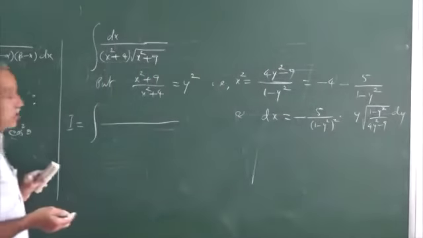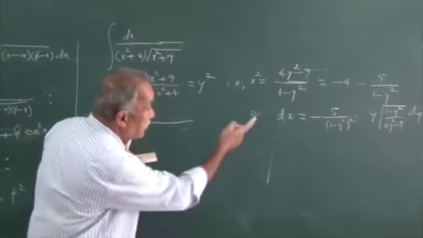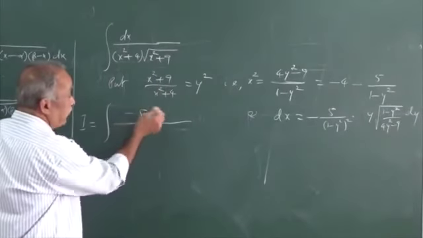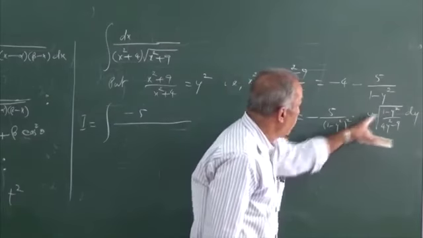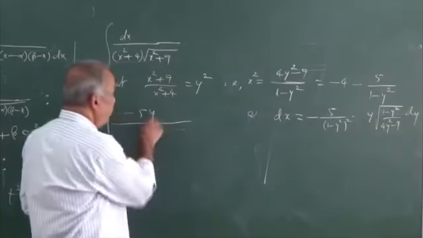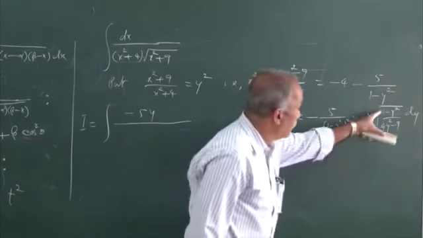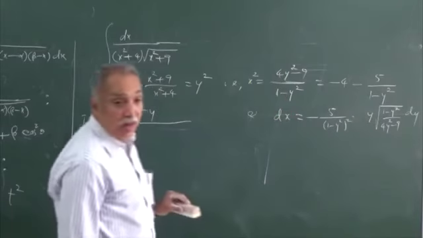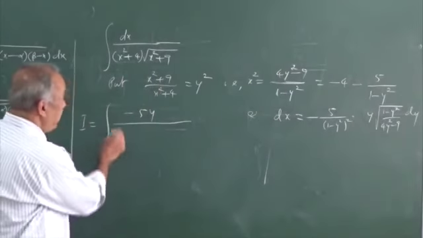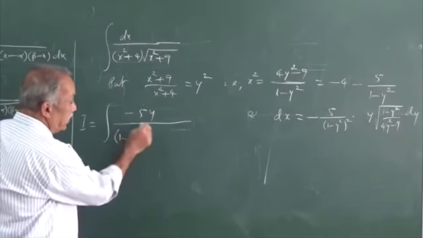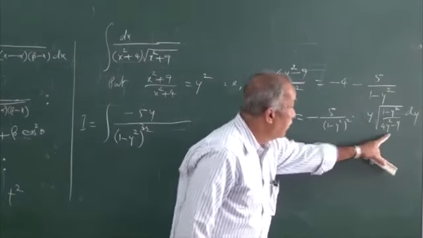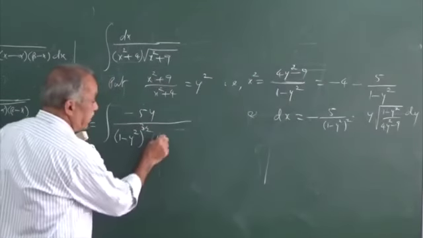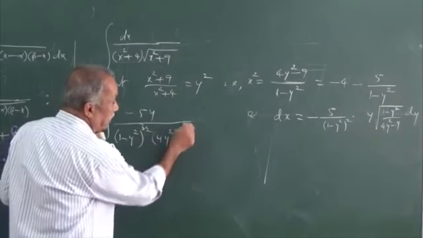Let me try the substitution now. Dx is that much. Minus 5 by minus 5y by 1 minus y square to the power 3 by 2, 4y square minus 9 to the power half.